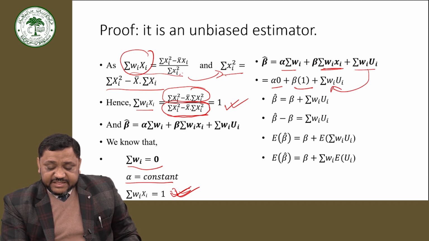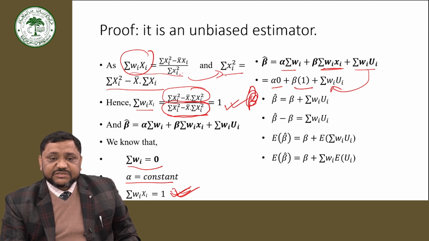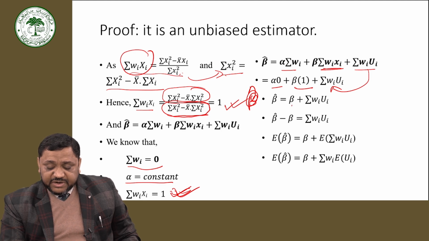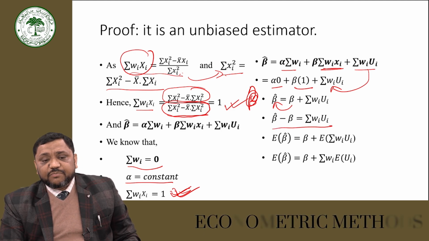Now we can say that beta hat is equal to beta plus summation wi ui. Now this beta term, we take it over here, and when it goes to the left hand side, it becomes minus. So beta hat minus beta is equal to summation wi ui.